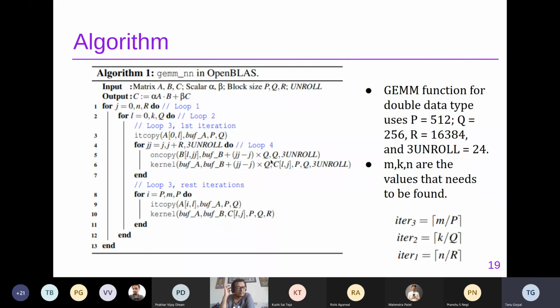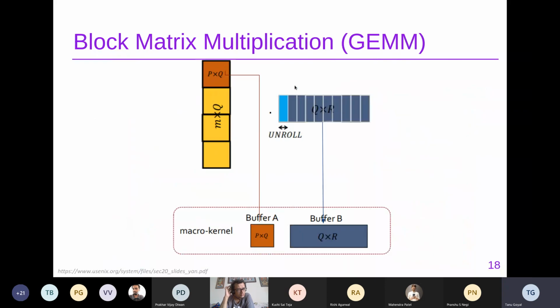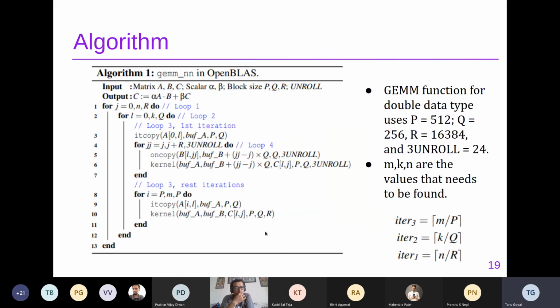When you say the values can be known because of the open source implementation, what values? The blocks P, Q and R. In the previous slide we saw that we are trying to fit the matrix values. That will be dependent on the model, right? Based on the input data, no? No, sir. That's what the algorithm says. The input is P, Q, R.